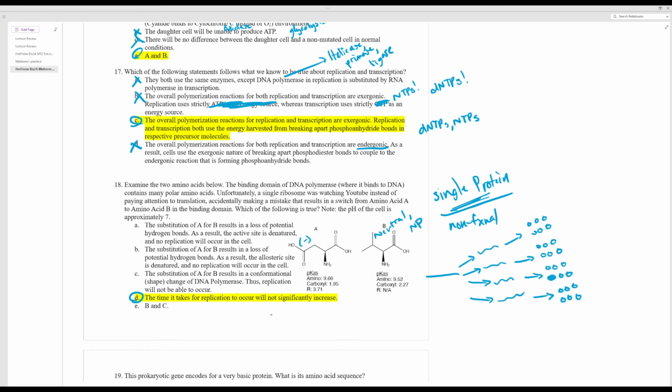Now, if this were to occur in the DNA, oh my God, it would be a lot bigger of a deal, right? Because if the mistake occurs in the DNA, if there's a mutation in the DNA, every single protein will have that error, will have that mutation.